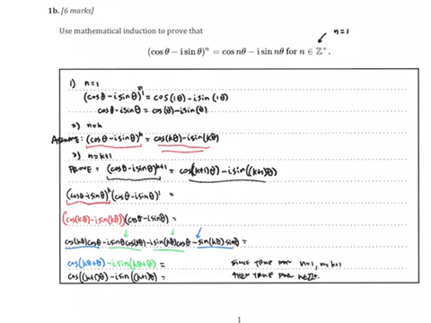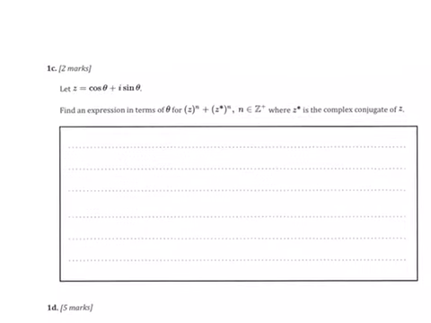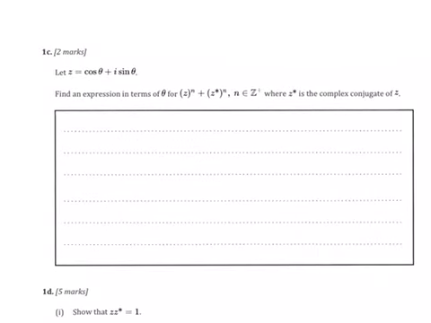I think I'm going to try one more part to this problem, and then we'll probably end this video at that point. Let's see what we got next. All right, 2 marks. We should probably be able to get that in the next couple minutes. Let z equal cosine theta plus i sine theta. Find an expression in terms of theta for z to the nth plus z star, where z star is the complex conjugate of z. All right, so what I'm going to do is write this as z equals cis theta. Okay, so z to the nth would equal cis n theta using de Moivre's.